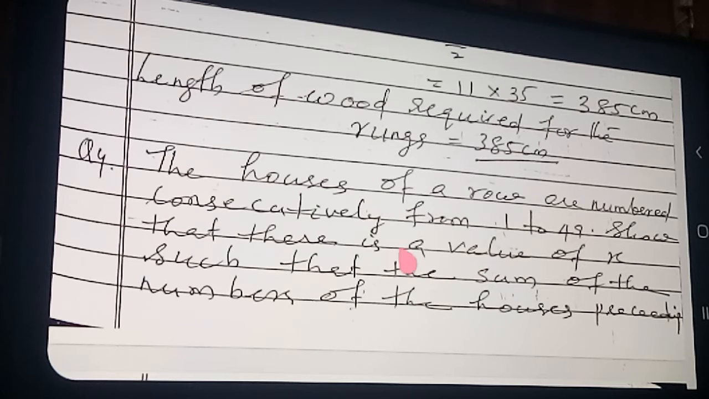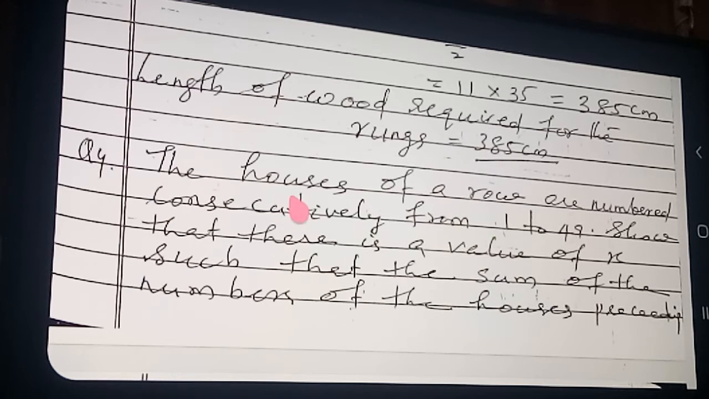Now, show that there is a value of x such that the sum of the numbers of the houses preceding one house number is equal to the sum of those succeeding it. That house number is given as x. One house number is there. That house number's previous house numbers added, and the succeeding house numbers added, both will be the same. Are you following clearly? In the next page I have written so that you will get a little more idea.